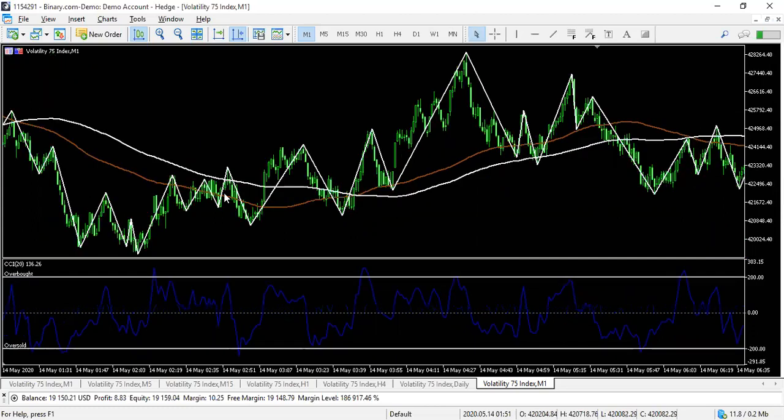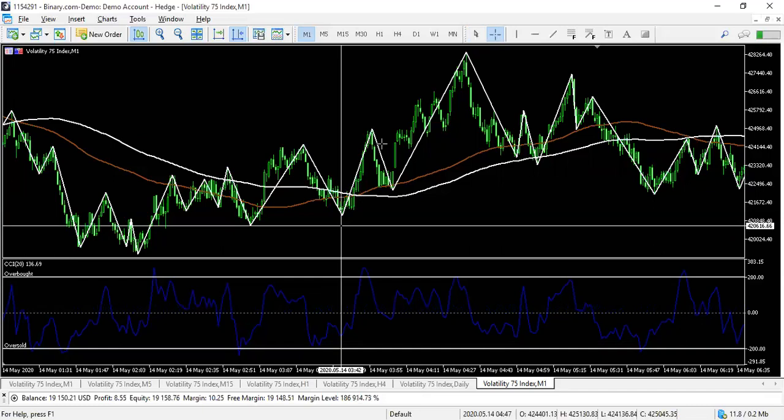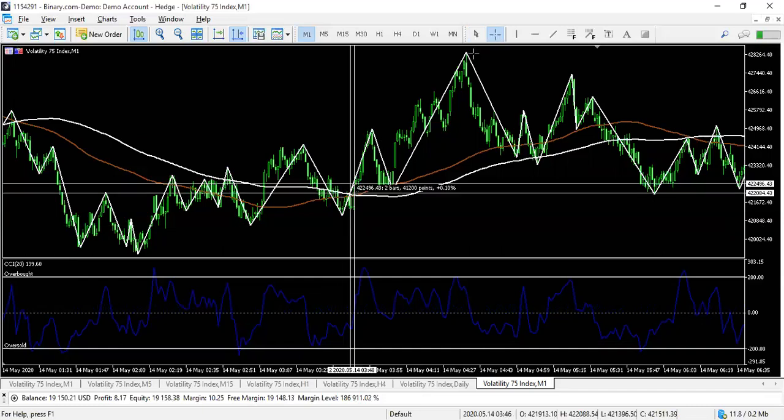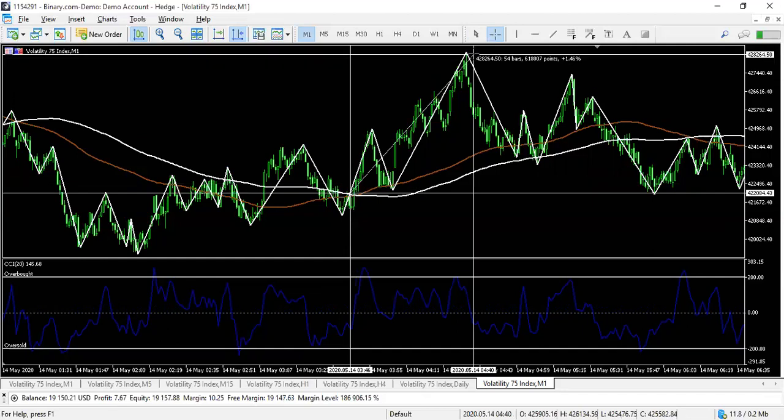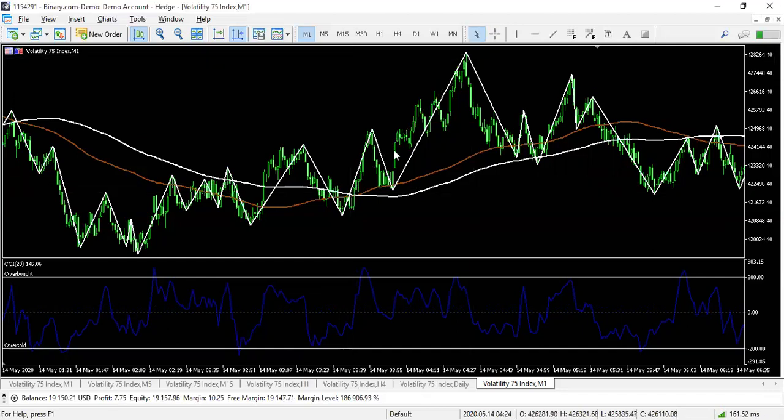So when candles are beginning to close above the brown and the white line, you want to take your quick buy right up. This is about 618 pips just within this short period of time.